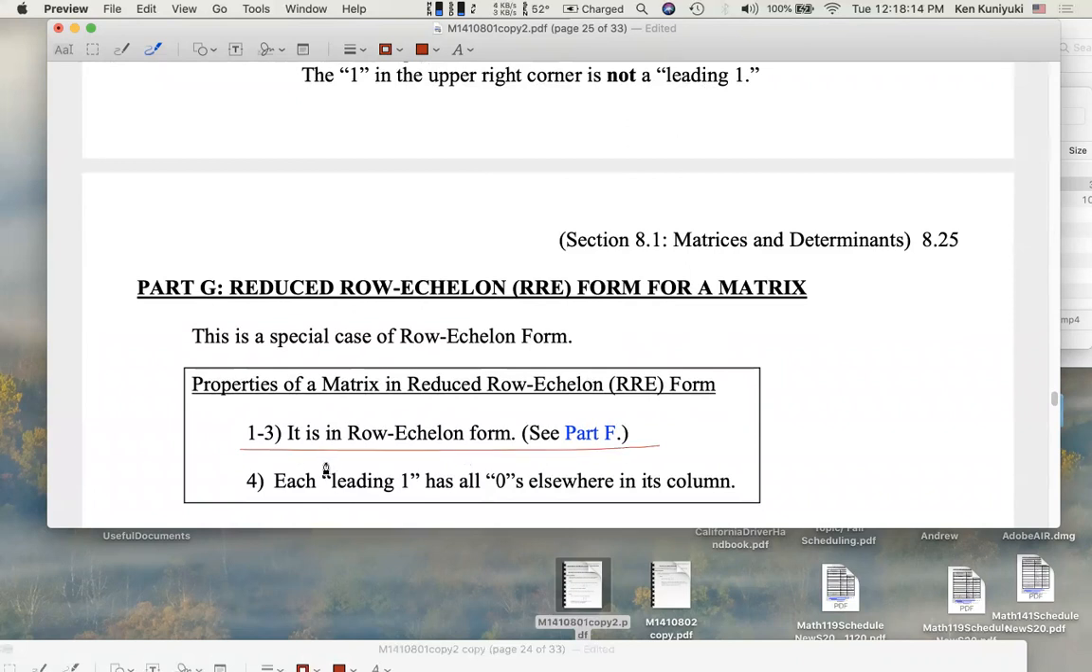But on top of those properties, each leading one has zeros, not just below, which would be true for a row echelon form, unless the one was already on the bottom, right? But the leading one would also have all zeros on top, if anything. So each leading one has all zeros elsewhere in its column. Or in other words, each leading one is the only non-zero entry in its column.